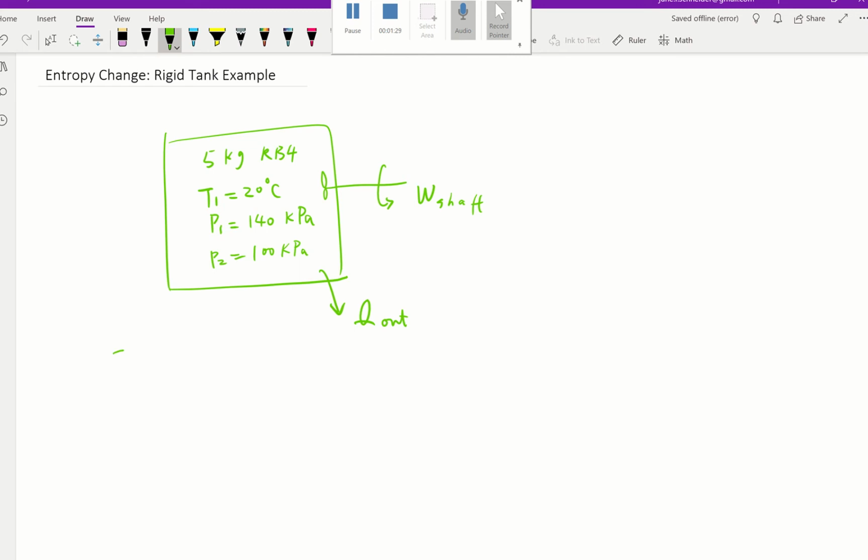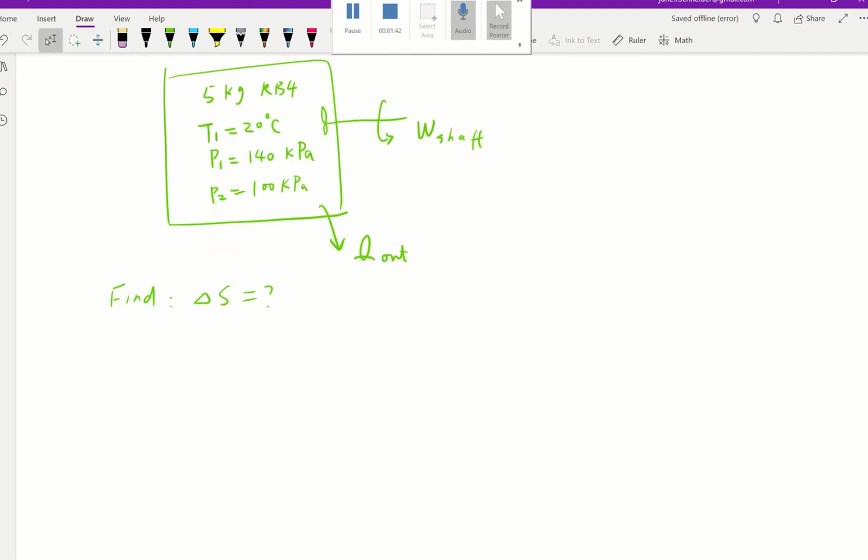Then we need to find the entropy change, which is the topic for this video. Find delta S. And how do we solve it? Delta S is going to be equal to final entropy minus initial entropy. That's where we're going, right? If we could find S1 and S2, then we find the difference between them. So that's our roadmap. For S1, we know two properties, pressure and temperature.